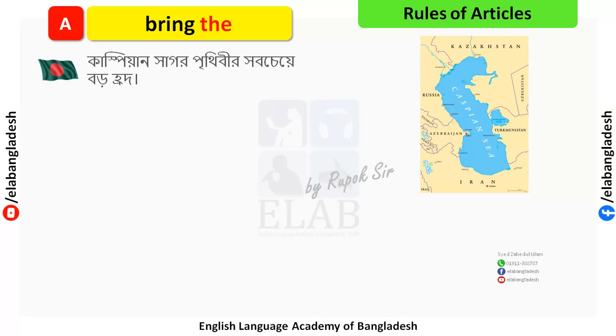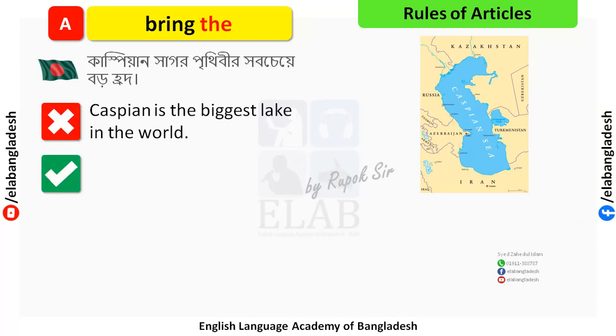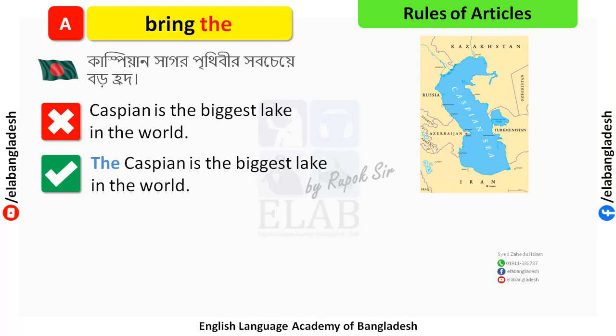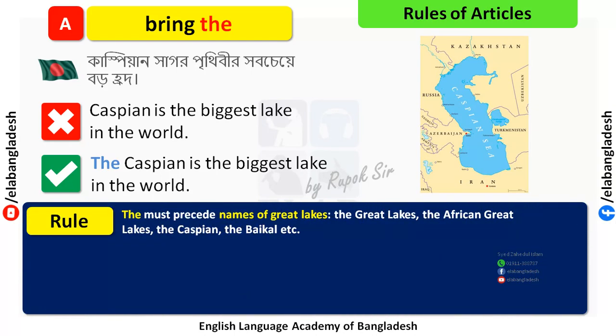Caspian is the biggest lake in the world. The Caspian is the biggest lake in the world. The must precede names of Great Lakes: the Great Lakes, the African Great Lakes, the Caspian, the Baikal, etc.